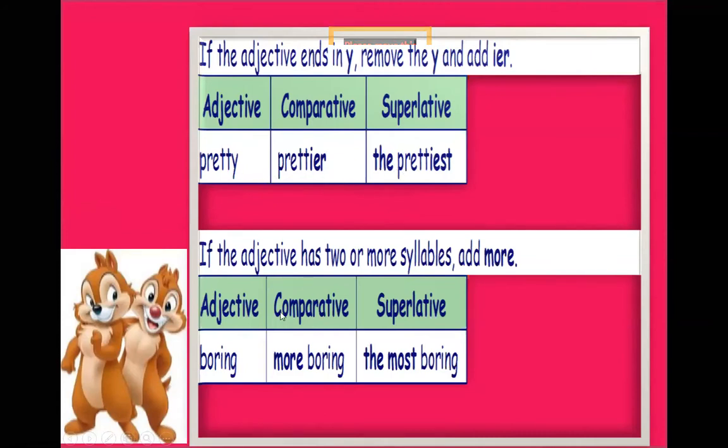Okay? If the adjective is long, consisting of two syllables or more, we add the most before it in the superlative and more in the comparative. More boring, the most boring. More beautiful, the most beautiful. More interesting, more expensive, the most expensive, and so on. Adjectives consisting of two syllables or more.